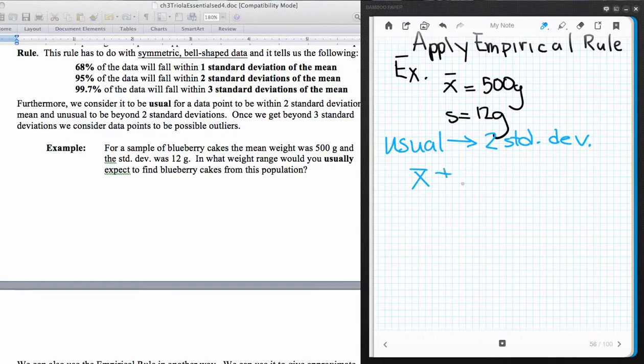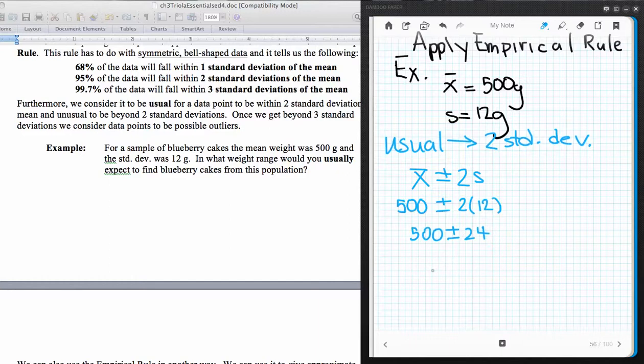So what I'm going to be doing is finding x bar plus or minus 2s. I'm just going to do a substitution problem here. The x bar, that's the 500 grams, the average weight in a sample of cakes, and then plus or minus 2 times the standard deviation, and my standard deviation is 12 grams. So now I have 500 plus or minus 2 times 12. 2 times 12 is 24.